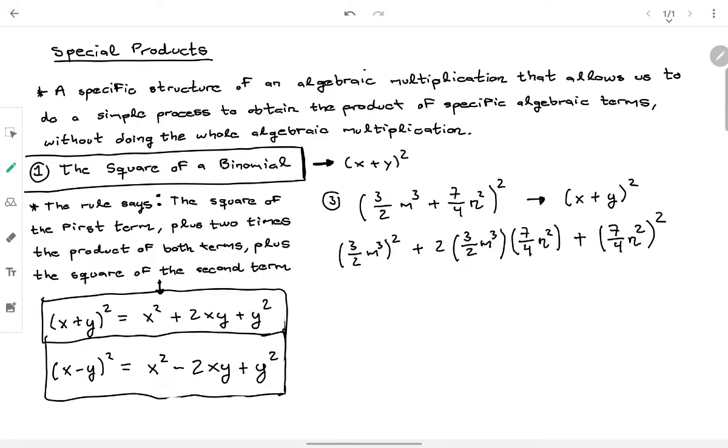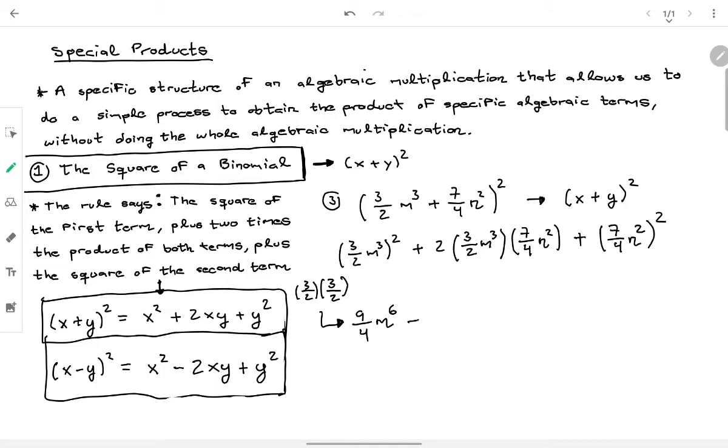squared. So the answer is going to be, remember, when we get the square of a fraction, it's like multiplying the fraction 2 times. So remember this, because if we get the square of a fraction, it's going to be the square of the numerator and the square of the denominator. So we will get 9 quarters. Then it will be m to the 6. 3 times 2 is 6.